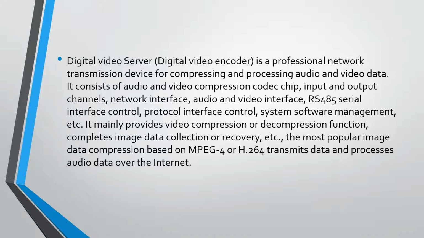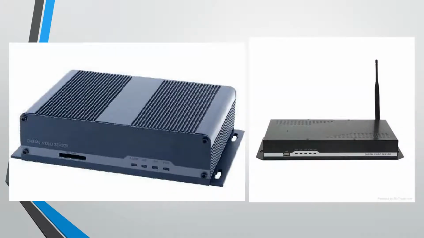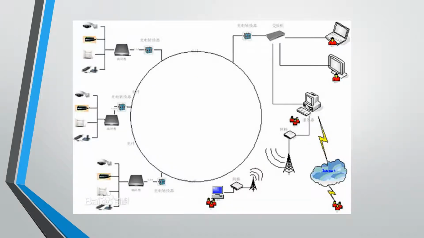The most popular image data compression is based on MPEG-4 or H.264, which transmits data and processes audio data over the internet. This is what the digital video server looks like. And this is how the monitor is connected to the network, to the internet.